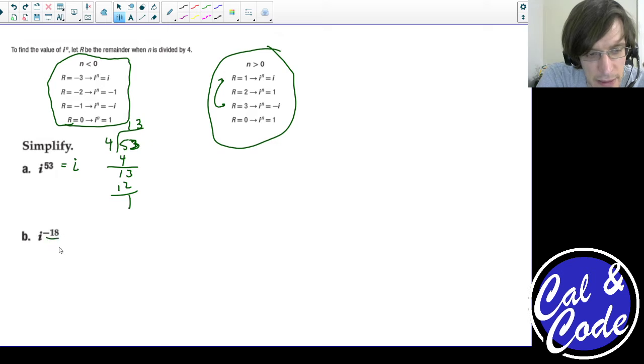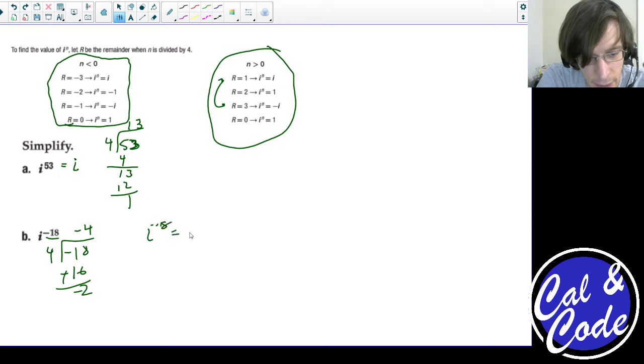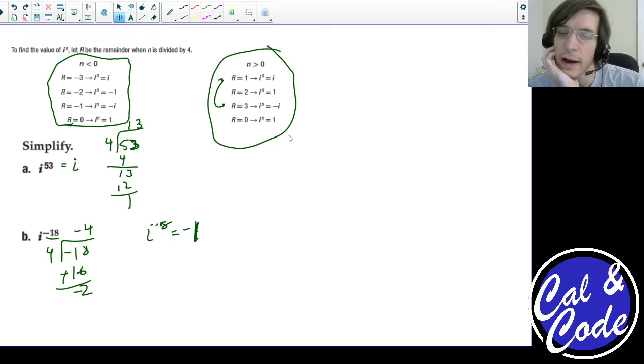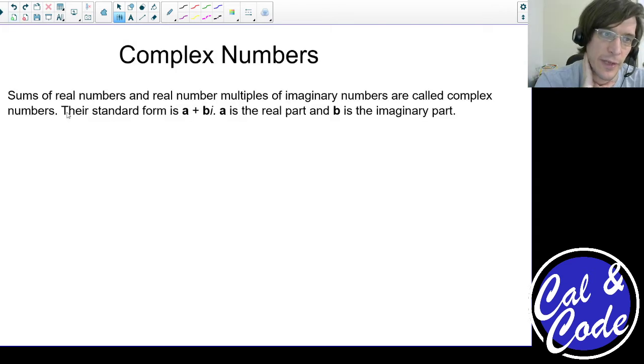Here we are with -18. Take that and divide it by 4. When I do, I get -4 up here, so that's -16. Subtract, and you end up with -2. So -2 is my remainder, which means i to the -18th power is the same as having -1. Alright, so that's simplifying these things. One of the easiest ways to simplify is to divide by 4, get your remainder, and then use that remainder to know what the answer should be.